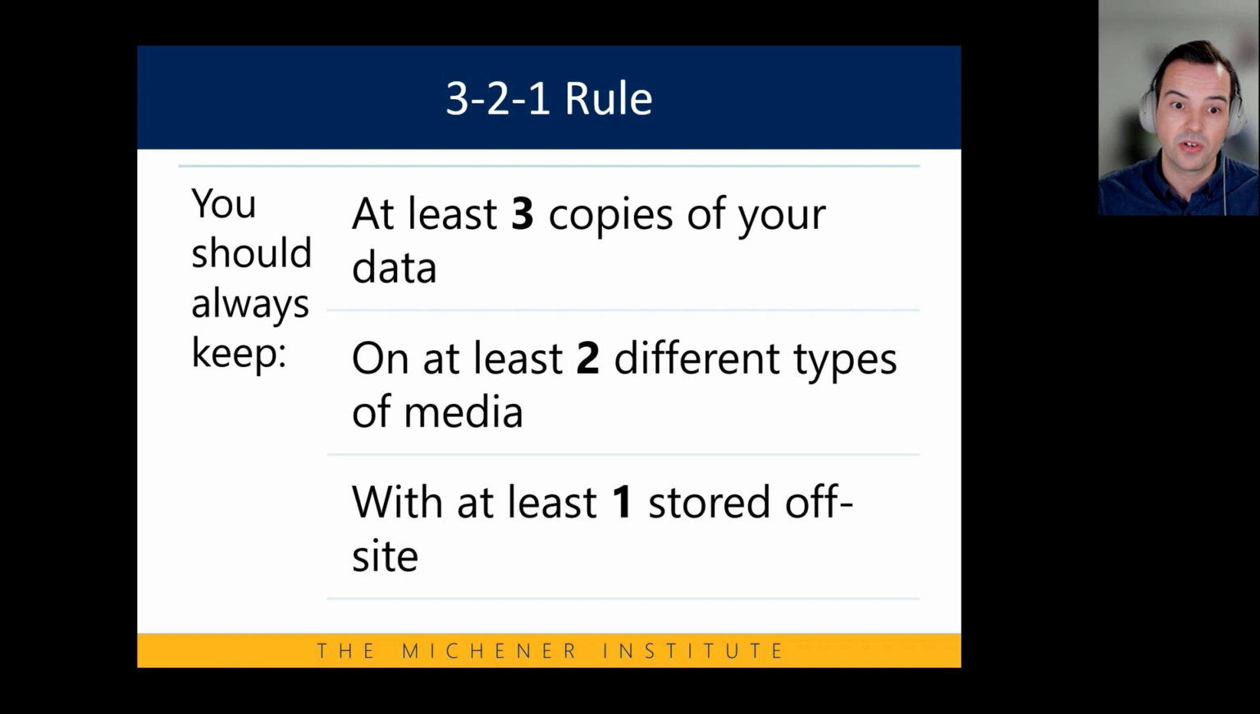The 3-2-1 rule. At least 3 copies of your data on at least 2 different types of media. So remember, it can be paper or digital, or it can be hard drive and SSD, just 2 different types of media with at least 1 stored off-site. There have been times that buildings have burned down and destroyed everyone's data. You should be preparing for that eventuality so that you can avoid that admittedly horrible outcome.